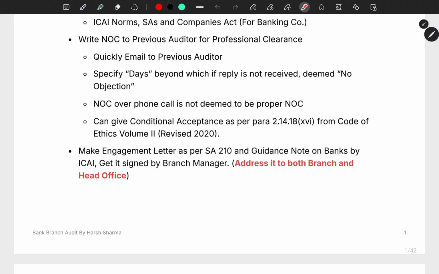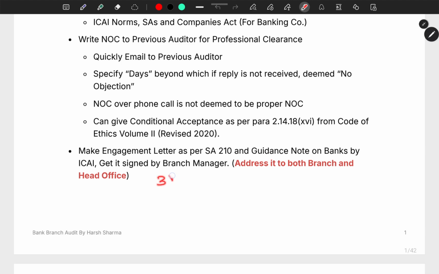Okay, that is your second step. So the management should agree that they are the responsible person for preparation of financial statements in accordance with the identified FRF, and they have to design, implement and maintain internal controls related to the financial reporting.